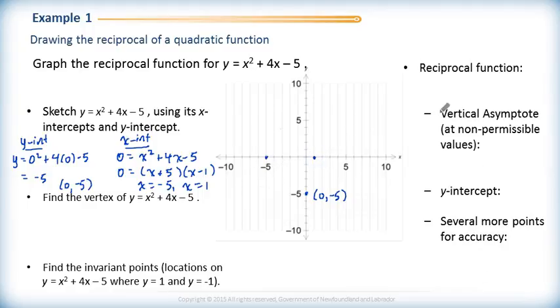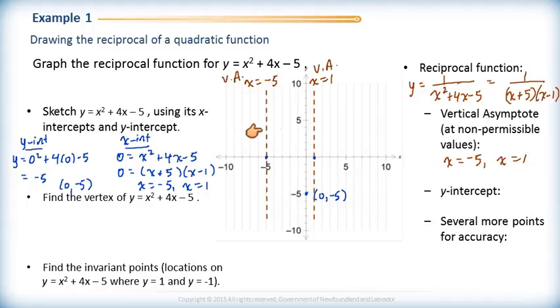Now pausing with that much for a moment, the reciprocal function is y equals 1 over x squared plus 4x minus 5. But to see the non-permissible values, we need to factor the denominator. So that's really 1 over (x plus 5)(x minus 1). So the non-permissible values are the same as the x-intercepts for the original parabola. x equals negative 5, x equals 1.